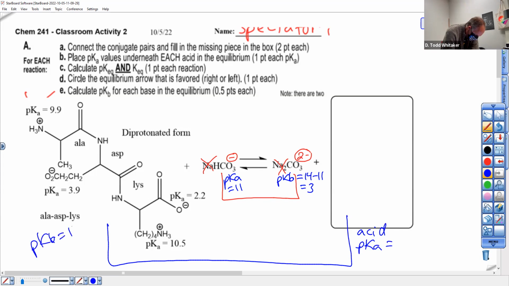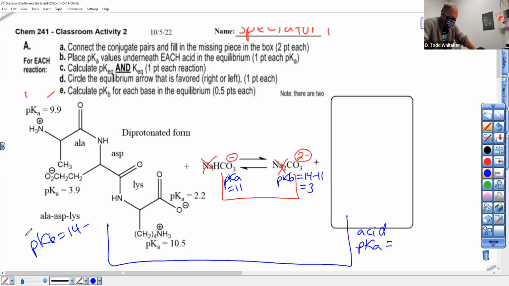pKb is 14 minus one of those numbers up there. Okay. I have questions for you. Yeah, acids react with bases. So this is a base.